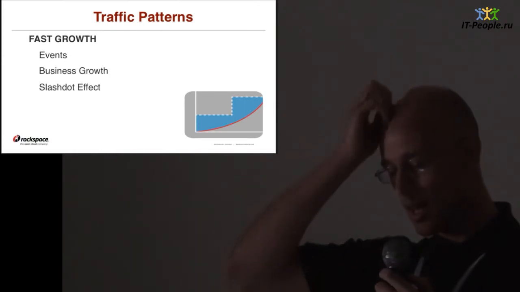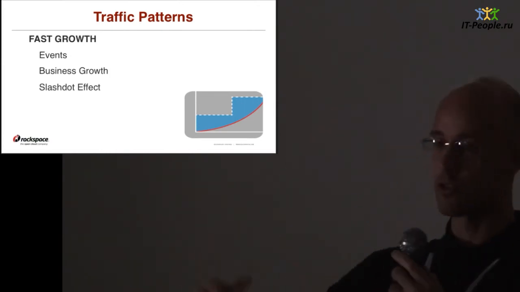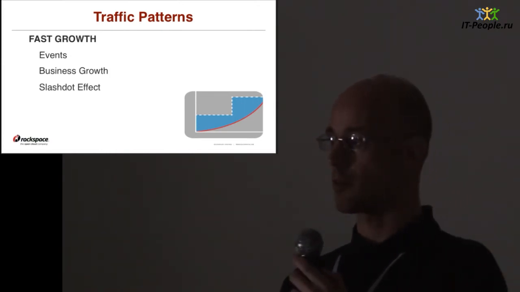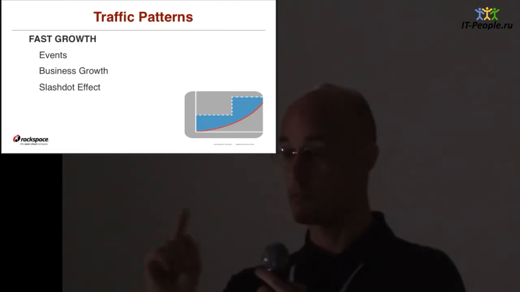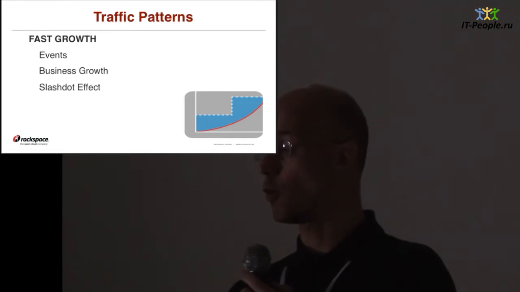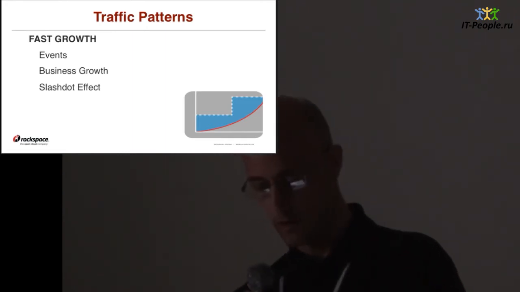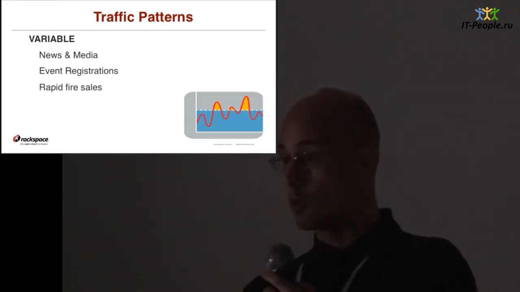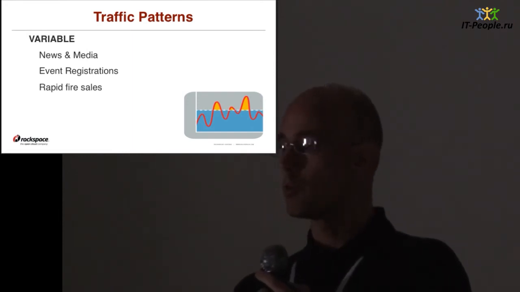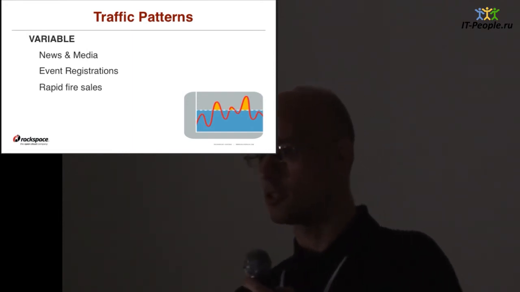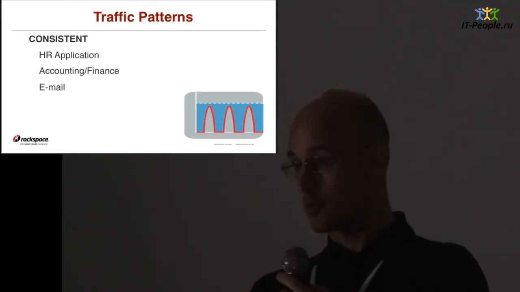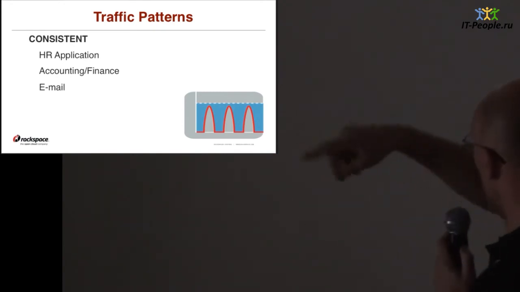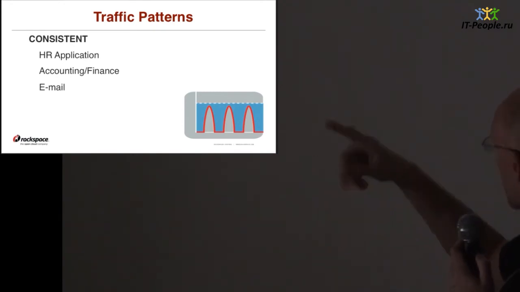Or you could have a fast growth, maybe because you code something, you write a Slashdot article, and people are hitting and opening that page. Or variable, which means you know nothing about traffic hitting your servers, so you cannot forecast anything. Or consistent, where you can see that there is a period where you can identify a trend.